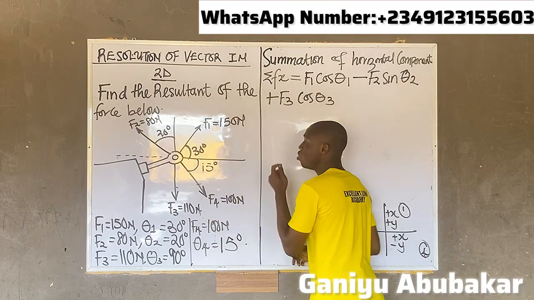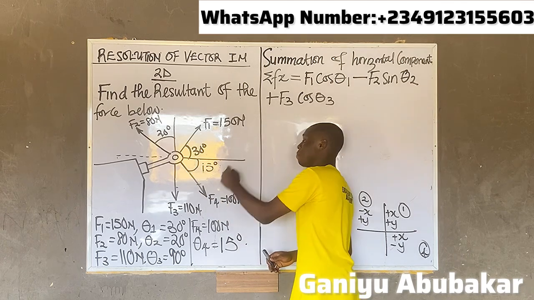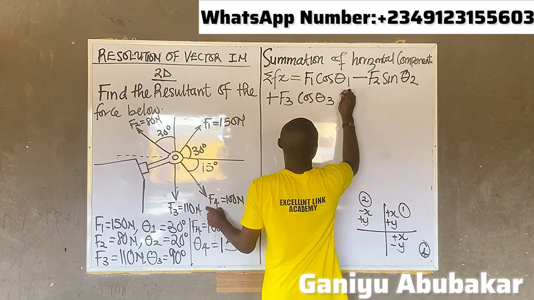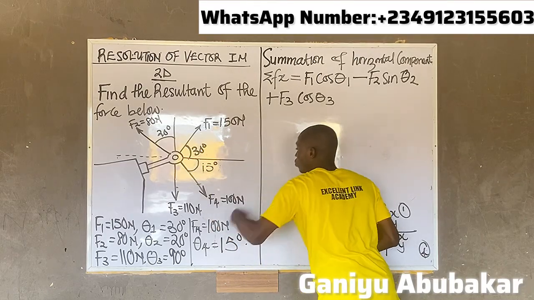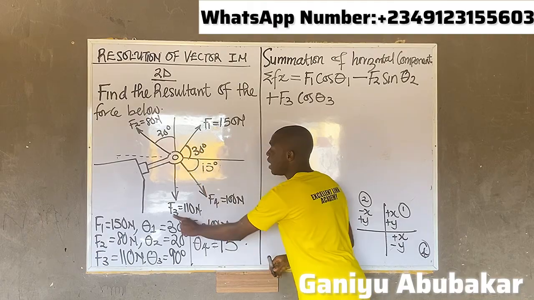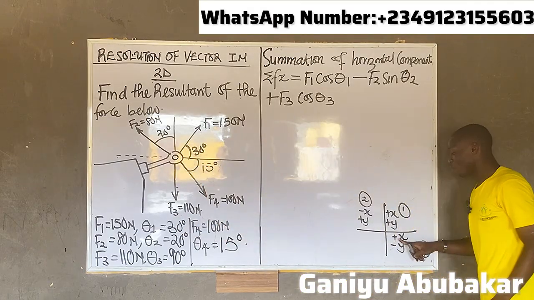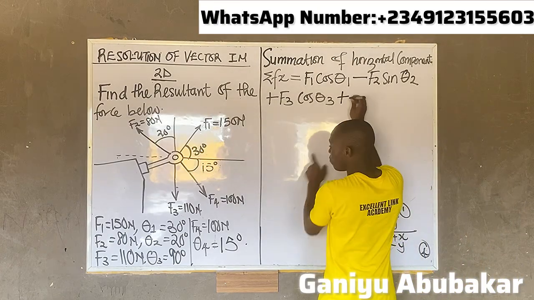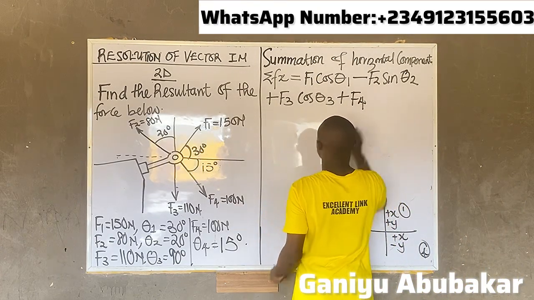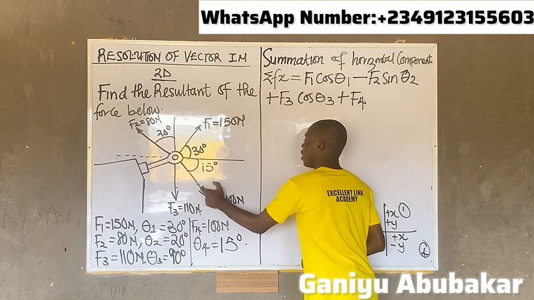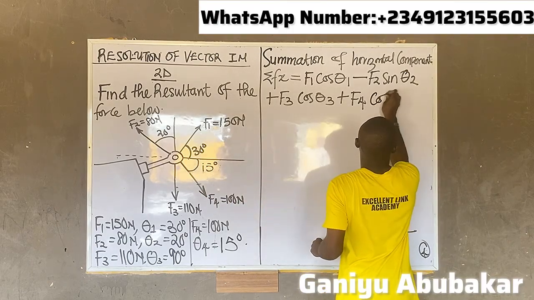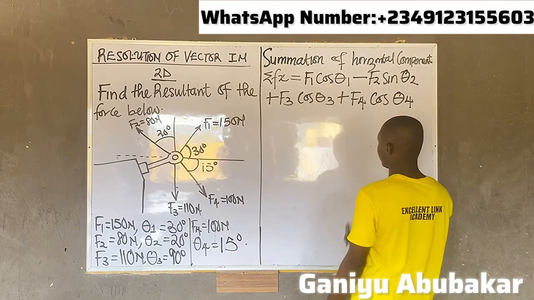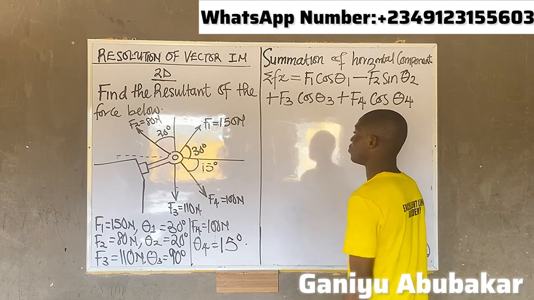Finally, your F4. Resolve your F4 to the horizontal. Of course, the angle is to the horizontal, and that gives you cos. I'm on the fourth quadrant, and in my fourth quadrant, I have two forces there, F3 and F4. Both will be positive because on the fourth quadrant, x is positive. So I have positive F4 cos theta 4. Alright, let's plug in values and see what we get.